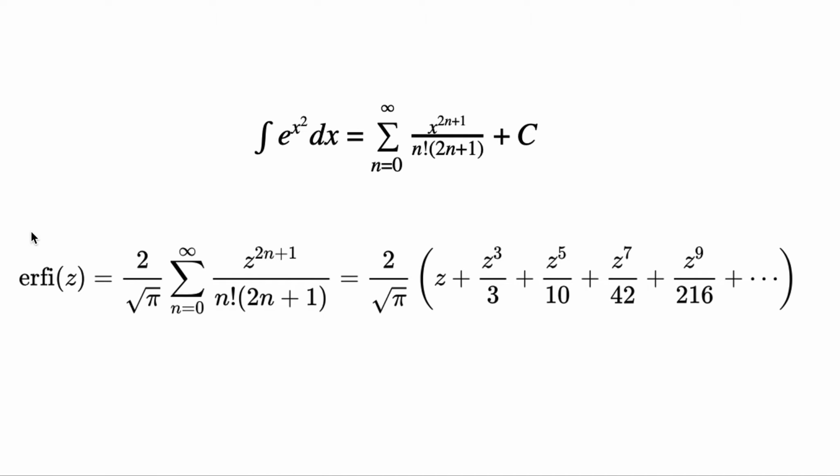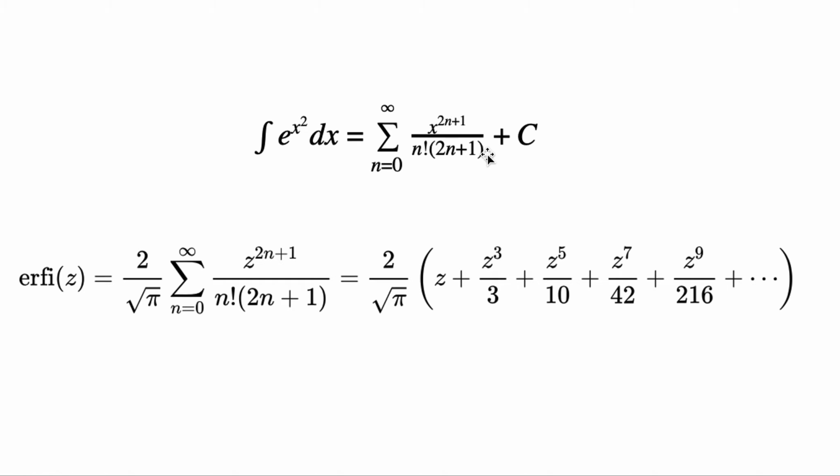In mathematics these are known as the imaginary error function, related to the Gauss error function, and one of the expressions of the imaginary error function is this result here: 2 over the square root of pi, and the sum of n equal to 0 to infinity of z^(2n+1) over n factorial times (2n plus 1). This is the expanded form. Here we take just this part and compare it with the result we got, and the sum, if you look at it, is very similar to the sum here.